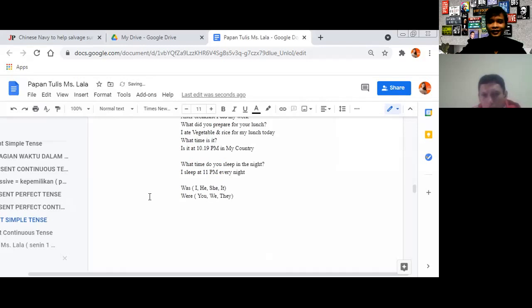So it can be used to express any conditions, any positions like that. For example, this is the example, using was.